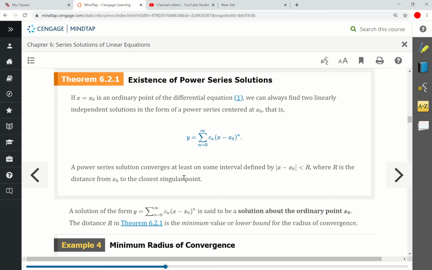Notice that this isn't defined as the radius of convergence of the series, but it will converge at least for that distance. So potentially we will see certainly that the radius of convergence could be bigger than this distance from x naught to the nearest singular point, but at the very minimum it will converge over that interval. Let's take a look at an example.